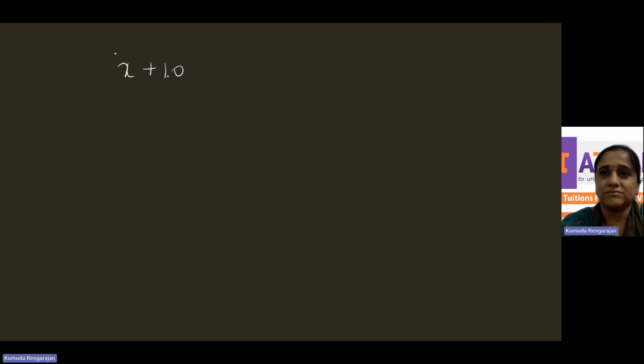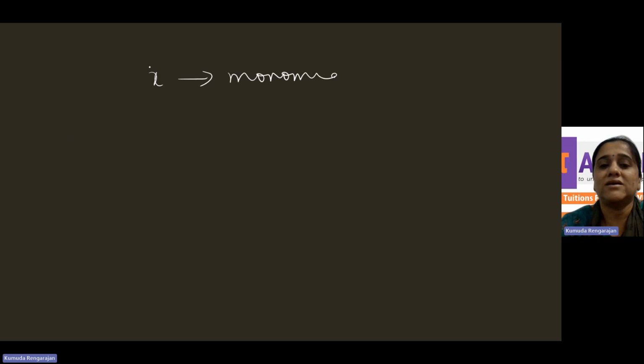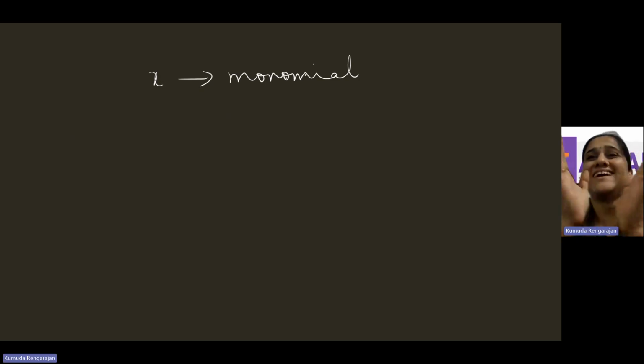Now, if there's only one term, supposing I write x, or supposing I write only x plus 10. No, only x. This one is called a monomial. If the algebraic expression has only one term, it's called a monomial.